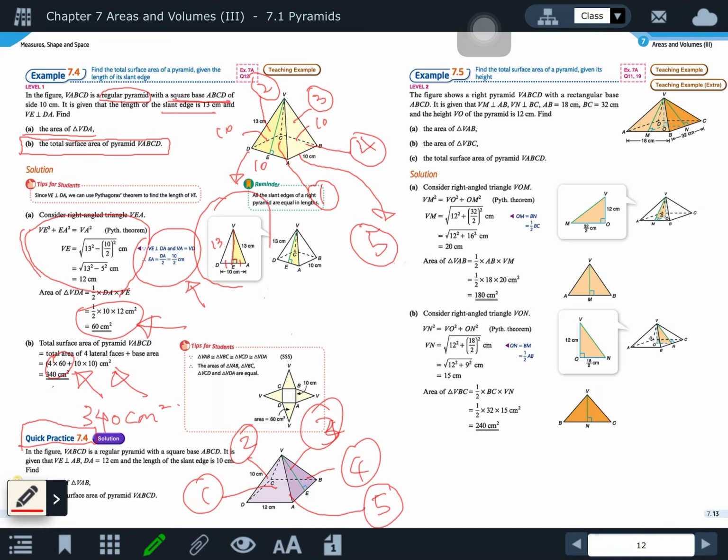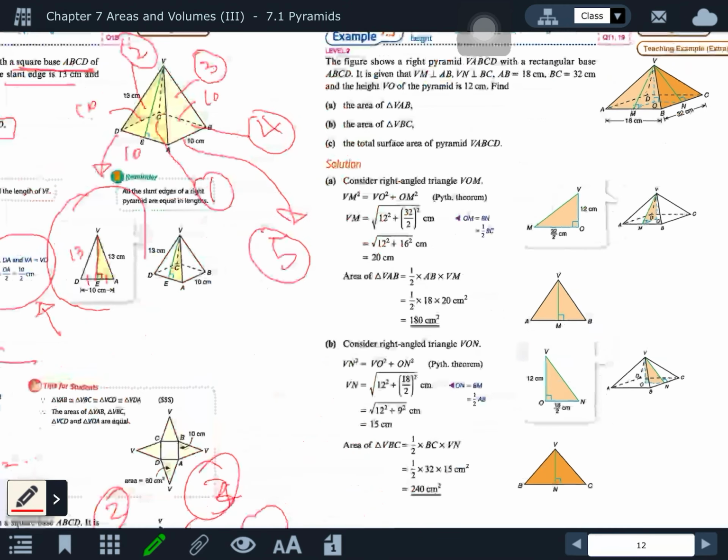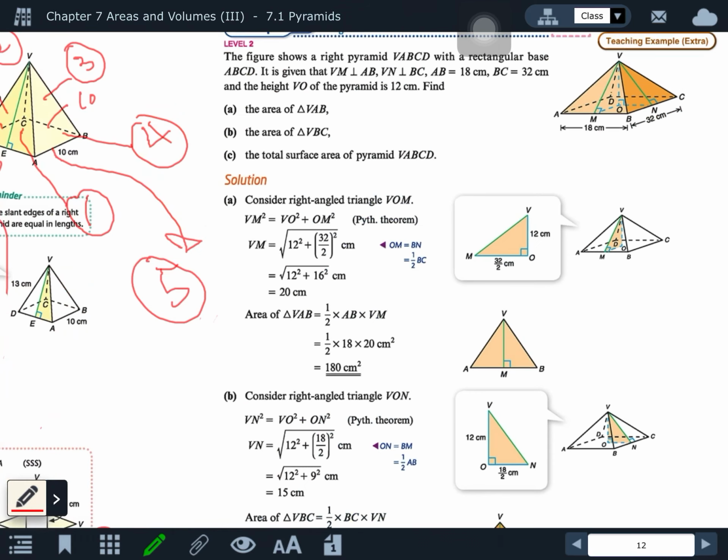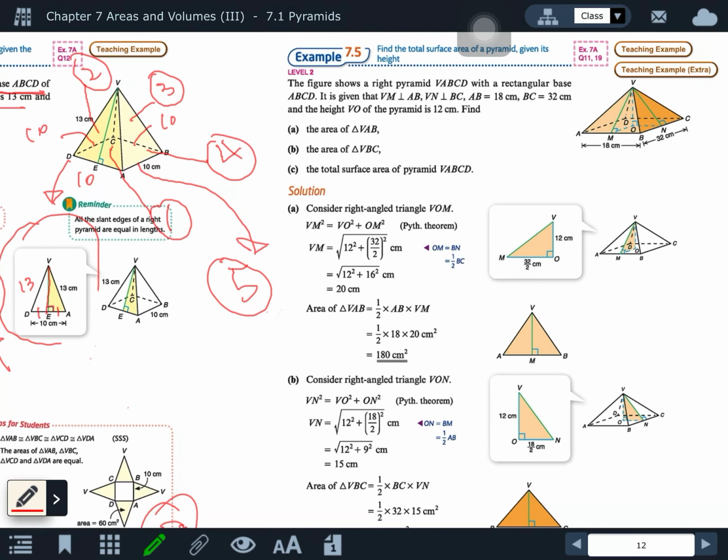Okay, now let's talk about example 7.5. Example 7.5 shows another kind of rectangular base pyramid, which means the base is a rectangle. You can see the width is 18 and the length is 32 cm. The height of this pyramid is 12, so VO is actually of length 12.